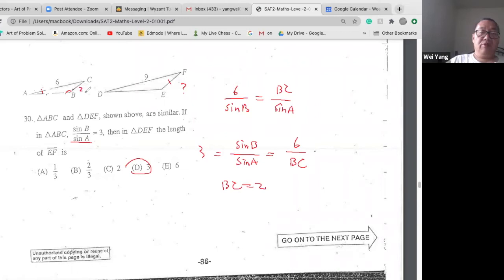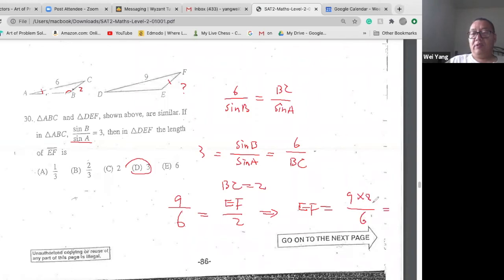BC is 2. Then, because these two triangles are similar, we can get 9 over 6 will equal x over 2, EF over 2. So from this one, we can get EF equals 9 times 2, then divided by 6. So you get 3. Yes, you're right. Your answer is right. Very good.